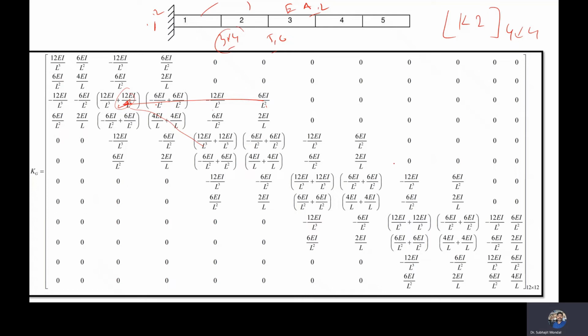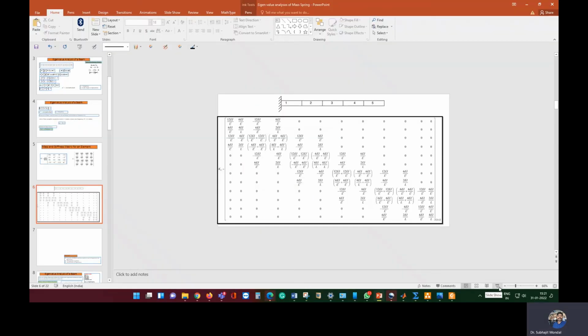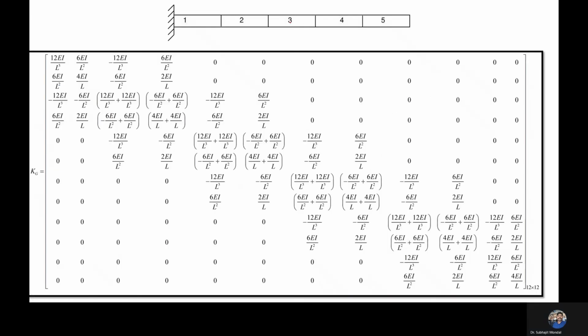Now again we have to consider element 3. Again we have to see to which degrees of freedom it is connected. Here we have node number 1, node number 2, node number 3. So basically the 5 and 6 degrees of freedom, through which element 2 and element 3 are connected. So again we have to see 1, 2, 3, 4, 5, 6.